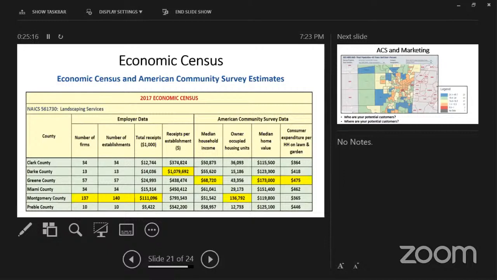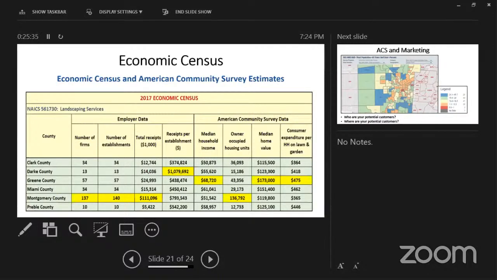Or, as a landscaping business person, I'm not interested in renters. I'm interested in only owner-occupied housing units. Where are there the most? And that, of course, by population, that's in Montgomery at 136,792. And we do have this in Census Business Builder, owner-occupied housing units per landscaping business as well.